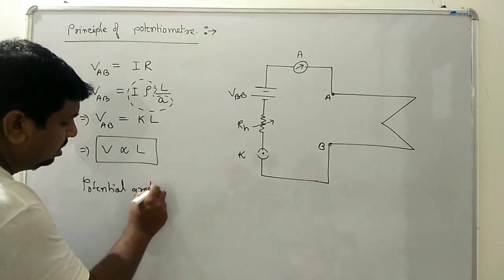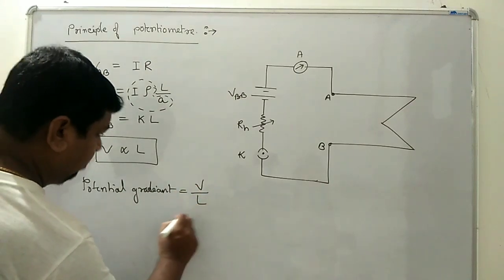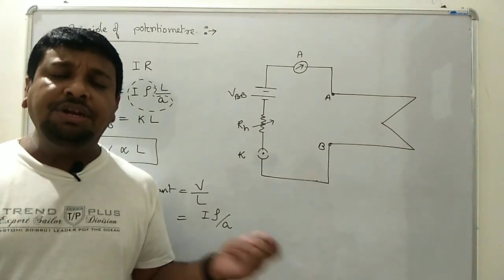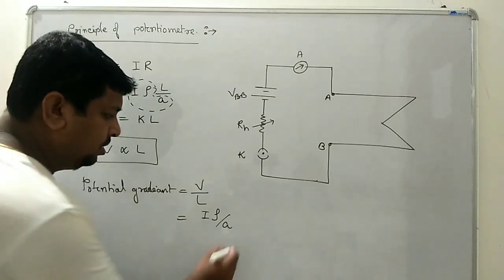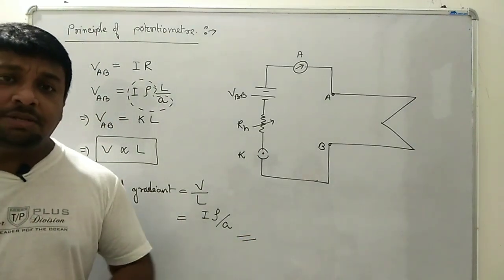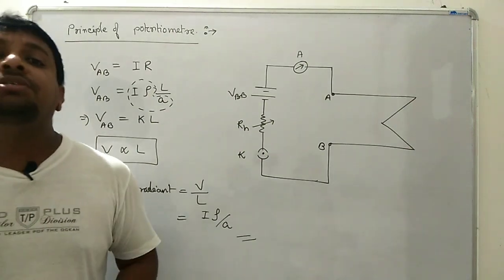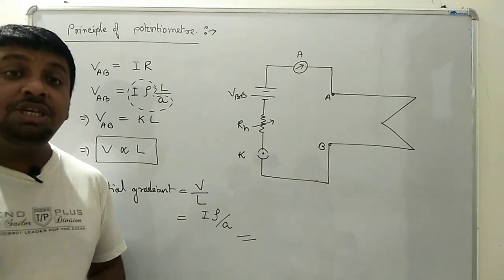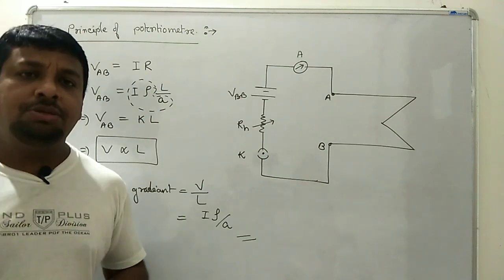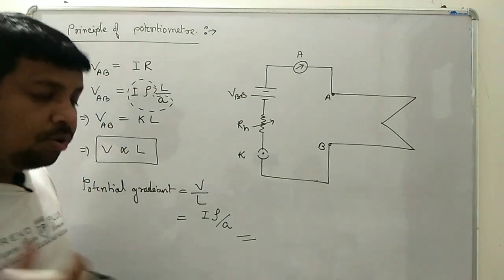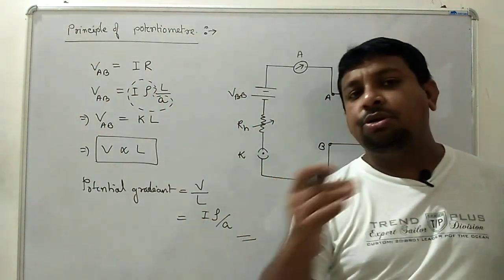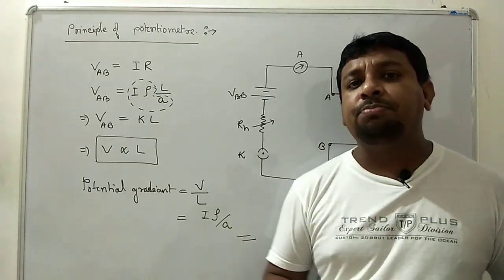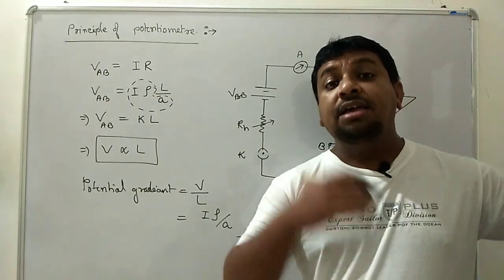Potential gradient is V by L. From this expression, we get I rho divided by A. Generally, A is considered as unit cross-sectional area. By using this principle, we can determine the EMF of a cell, using the balance condition. We already used the balance condition in the meter bridge and Wheatstone bridge, when no current is flowing through the galvanometer. Now, by using the principle of potentiometer, we determine the EMF of the cell.